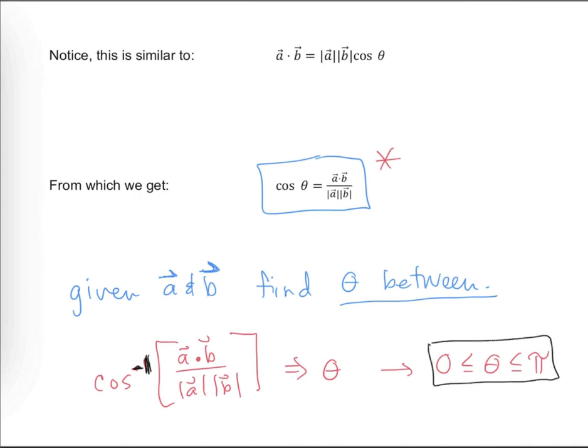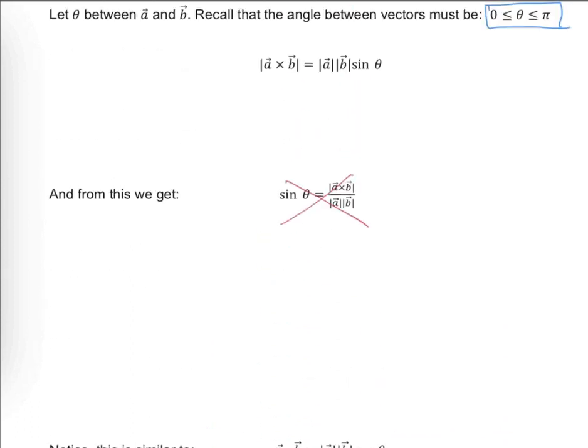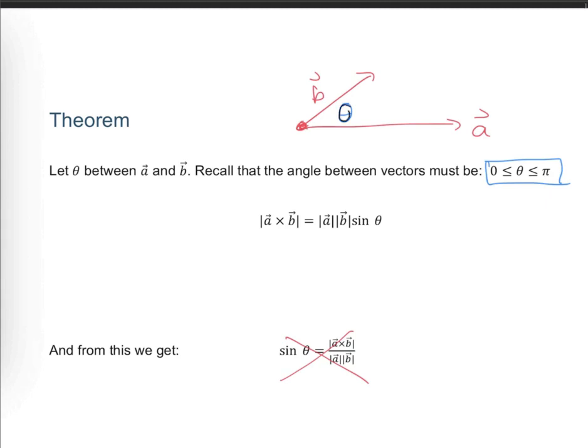So we prefer to use inverse cosine in order to find this angle theta because the range restriction matches the restrictions that are on the angle in between two vectors in the first place, right? The angle in between two vectors in the first place has to be in that region as well.